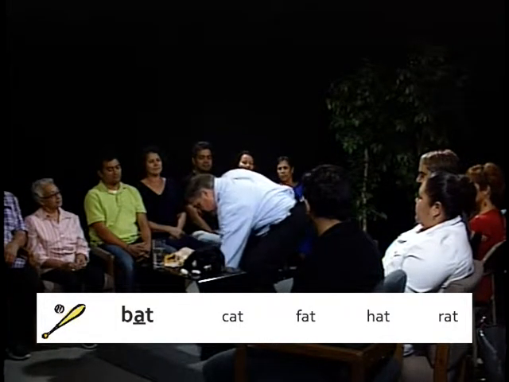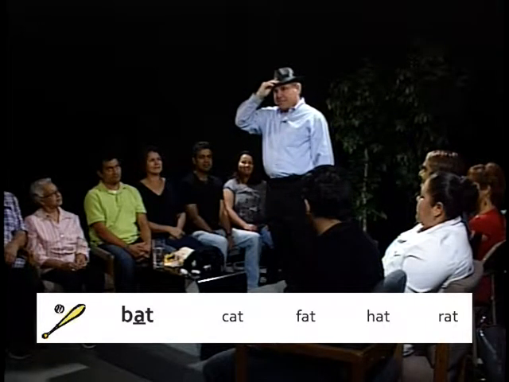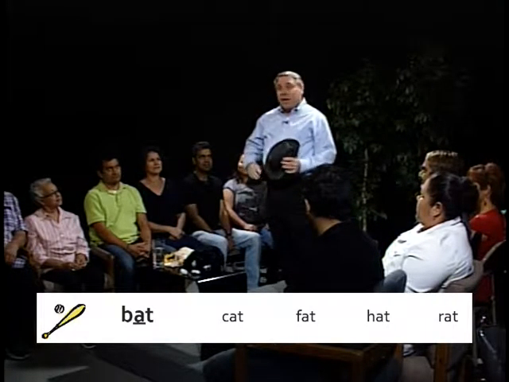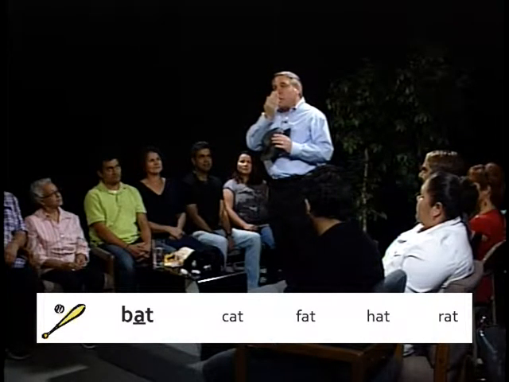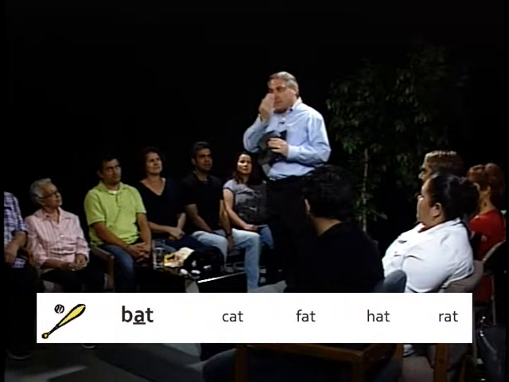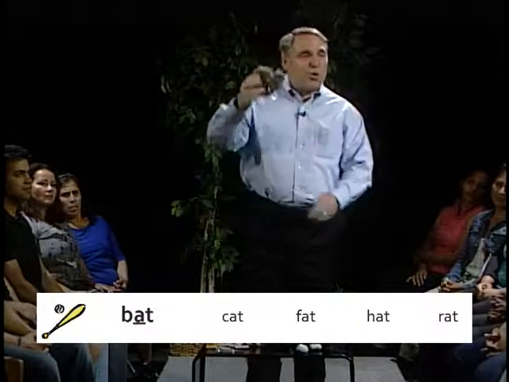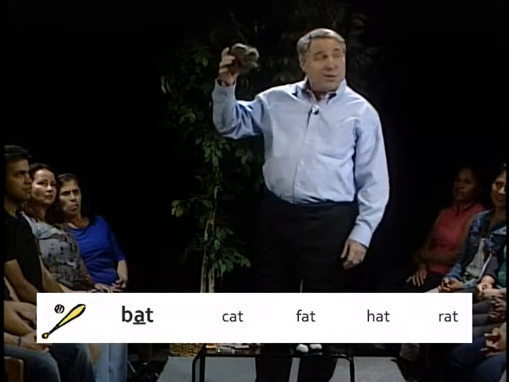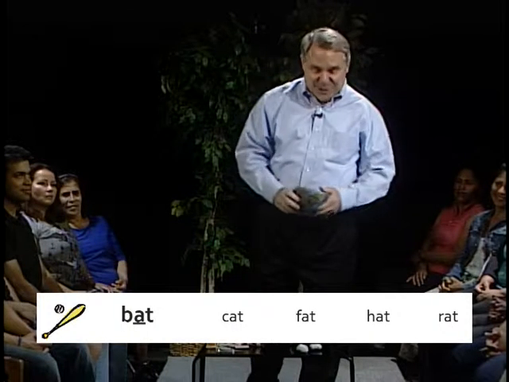And then hat. And when we say hat, a little bit of air should come out of our mouth, and we can put our hand up to our mouth, and we can feel the air coming out with the H, hat. And the last one in this series is rat. This is not a real rat. This is a fake rat. So don't worry about that. Usually I toss these to the students.